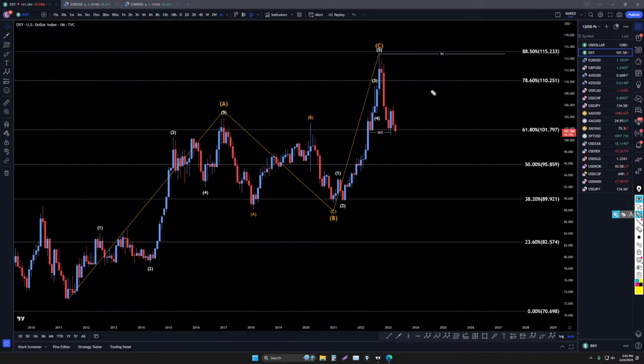So we may as well get started with the DXY monthly. Now I still see the possibility that this is the end of a wave C right here. If that is the end of a wave C, then this will end up continuing the downtrend, like I've been saying for quite some time now.